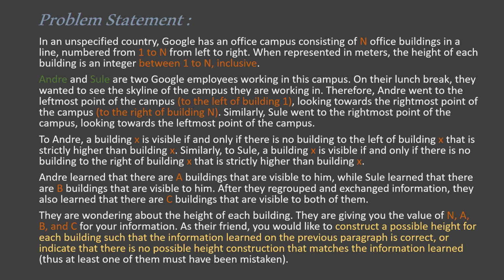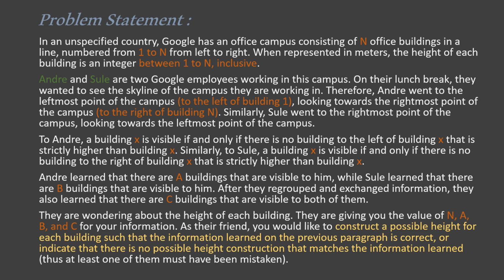There are a certain number of buildings at some place. There are two friends named Andre and Sule. Andre goes to the leftmost building and looks towards right, and Sule goes to the rightmost building and looks towards left. Andre can see a number of buildings and Sule can see b number of buildings. Also, there are c buildings which are visible to both. A building is visible to Andre if there is no building which is greater to the left side of it. Sule can see a building if there is no building which is greater to the right side of it.